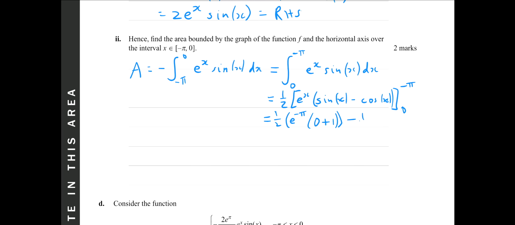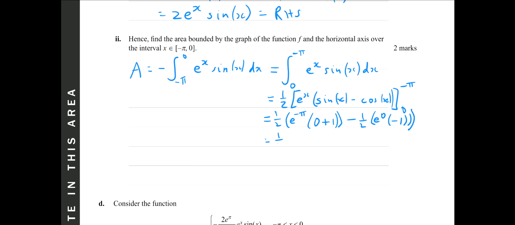Now subbing in 0, minus half. E to the 0 is 1. So I'll just write e to the 0 actually for now. E to the 0. Subbing in 0 into sine of x is of course 0. Minus cos of x, minus cos of 0 is negative 1. So that's together, and then finally the close bracket for the half.